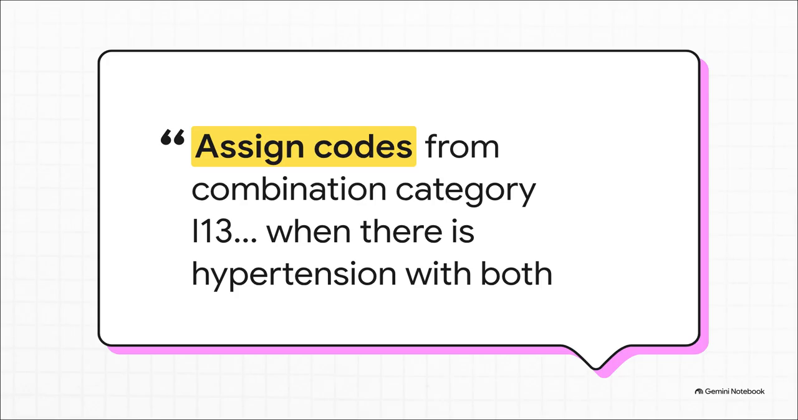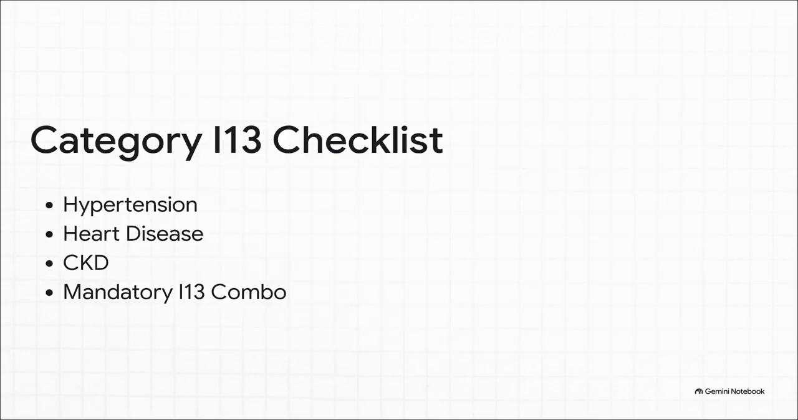If you see all 3 in a patient's chart, category I-13 is absolutely non-negotiable. And this brilliantly illustrates the exact checklist you need to memorize. The very second you see hypertension, plus a specified heart disease like CHF, plus chronic kidney disease, alarm bells should be ringing in your head. Do not code I-10, do not code I-11, do not code I-12. Having all three elements triggers the mandatory category I-13 combination code trap. If you master this checklist, you'll be able to eliminate distractor multiple choice answers in a heartbeat.